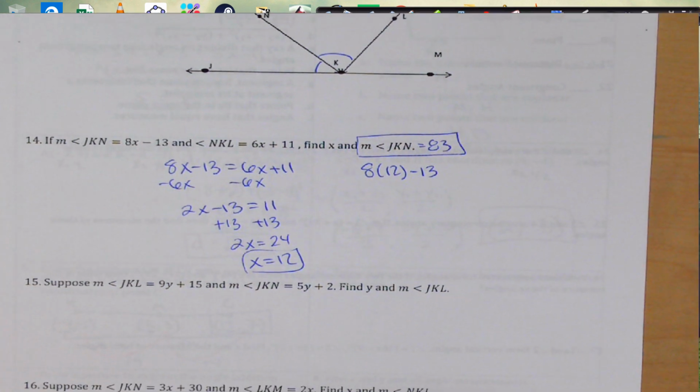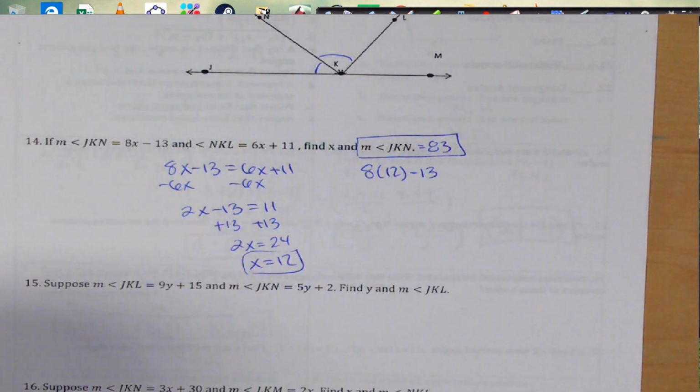Hey guys, welcome. This is our review of the geometry chapter 1. This is our part 2. So we're going to jump back in, number 15.